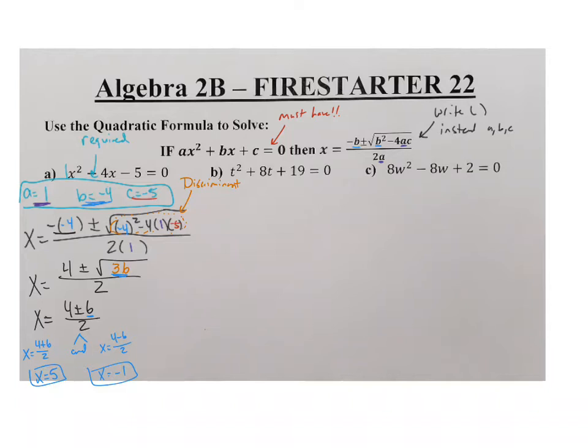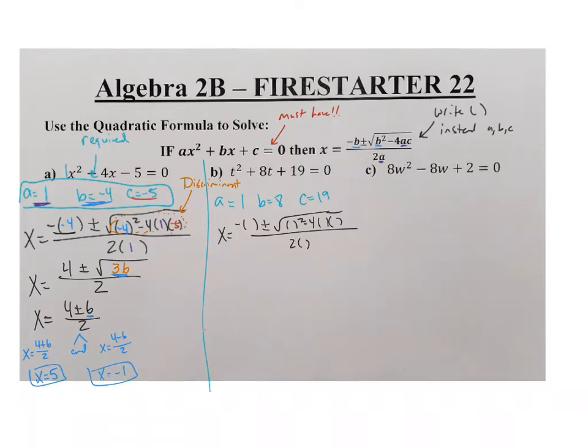For B, it's literally step by step the exact same process. I'm not going to change anything at all. So we're on B now. A equals 1, B equals 8, C equals 19. Done. That's step 1. Now I'm going to write x equals the opposite. Instead of B, I write parentheses, plus or minus the square root, parentheses squared, minus 4ac, all over 2a.